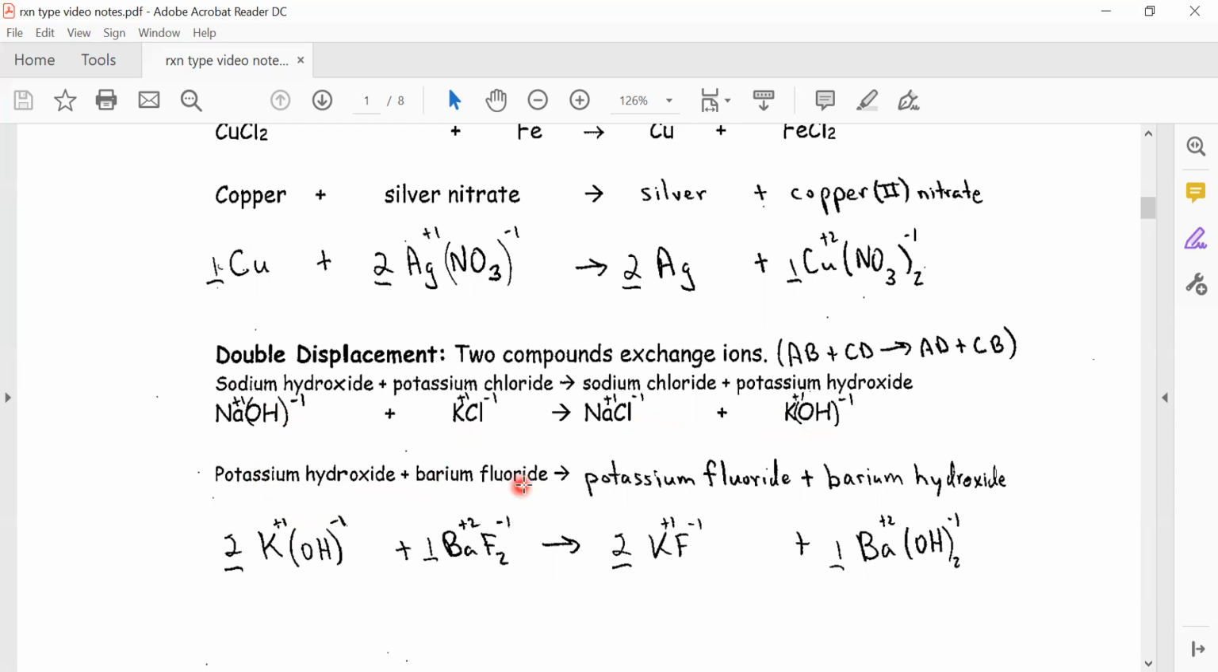Positive, negative, positive, negative. This positive goes with this negative, forming potassium fluoride. This positive goes with this negative, forming barium hydroxide.